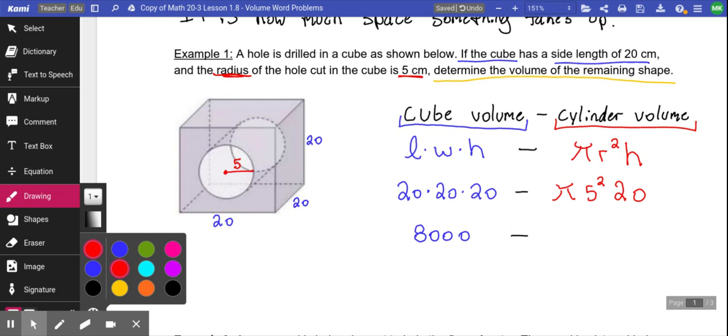If you calculate that, you've got pi times 5 squared times 20, which gets you 1570.796. Now your last step is to actually subtract those two numbers. So you're going to go 8,000 minus that big number, which will give you the remaining volume, 6,429.2 centimeters cubed.